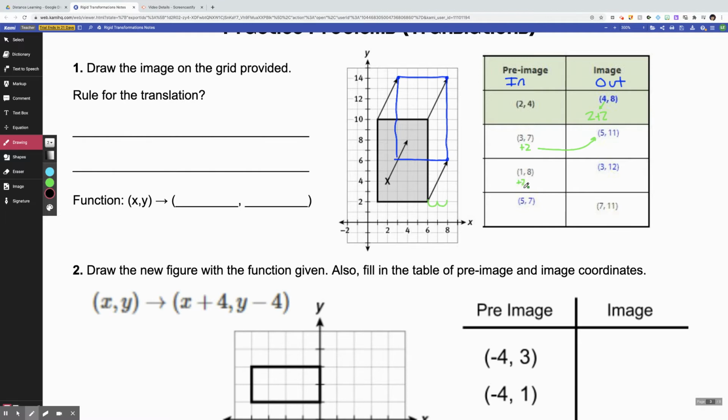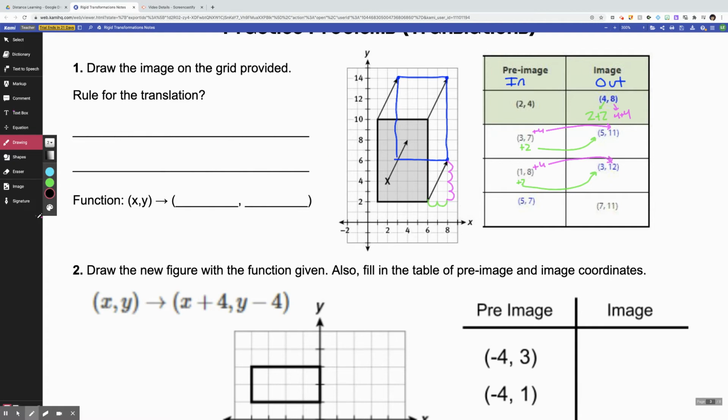1 plus 2, I get 3, okay? And then for the y, if you look at the picture and the arrow, the directed line segment, I'm moving 1, 2, 3, 4 units up, which you can also see when you look at the coordinate points, right? If I do 7 plus 4, I get 11. If I do 8 plus 4, I get 12, etc.